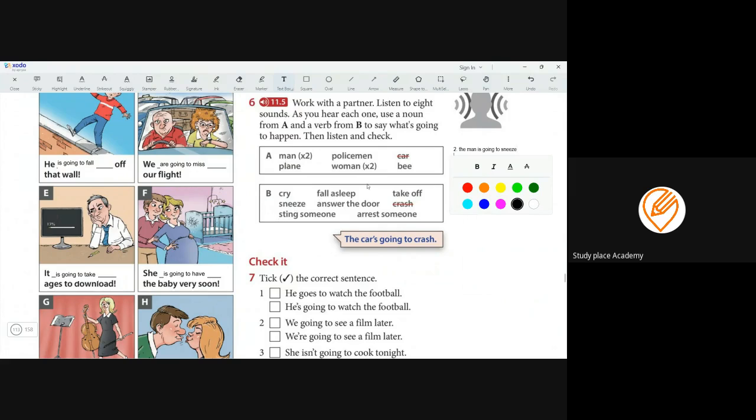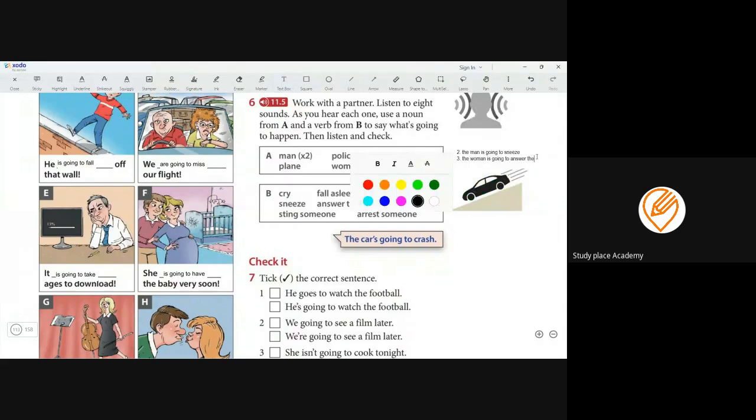Okay, number 3. A woman. The woman is going to answer the door.